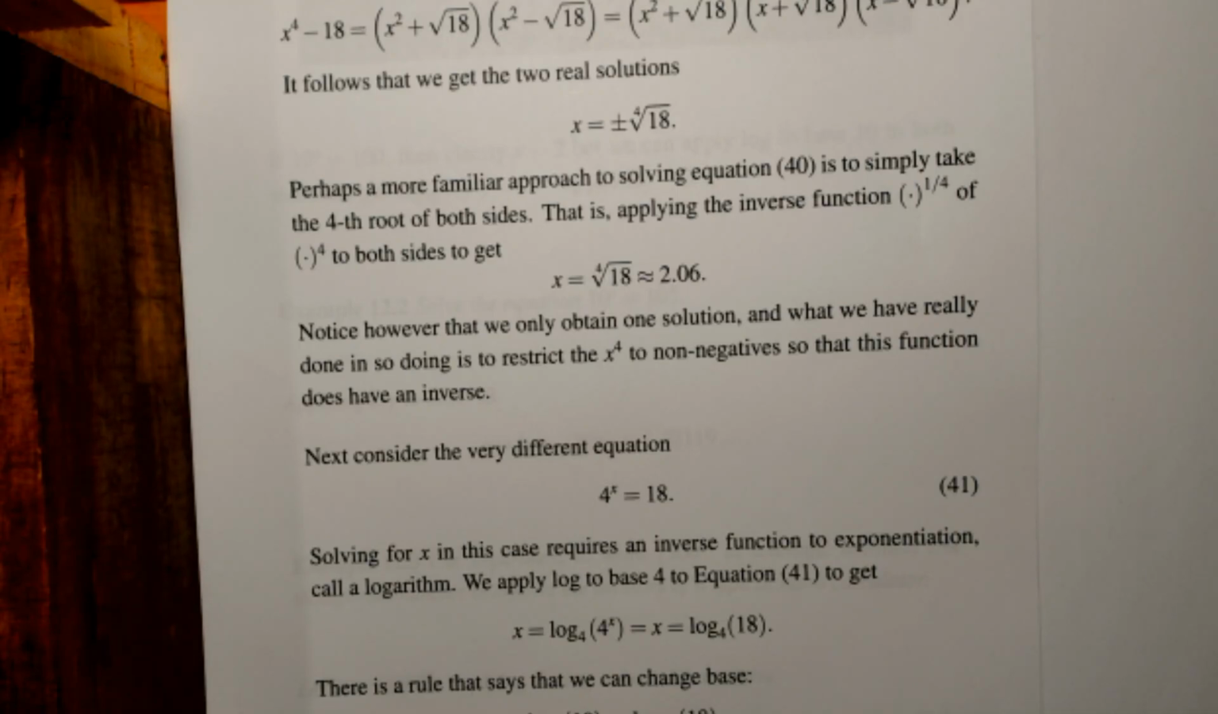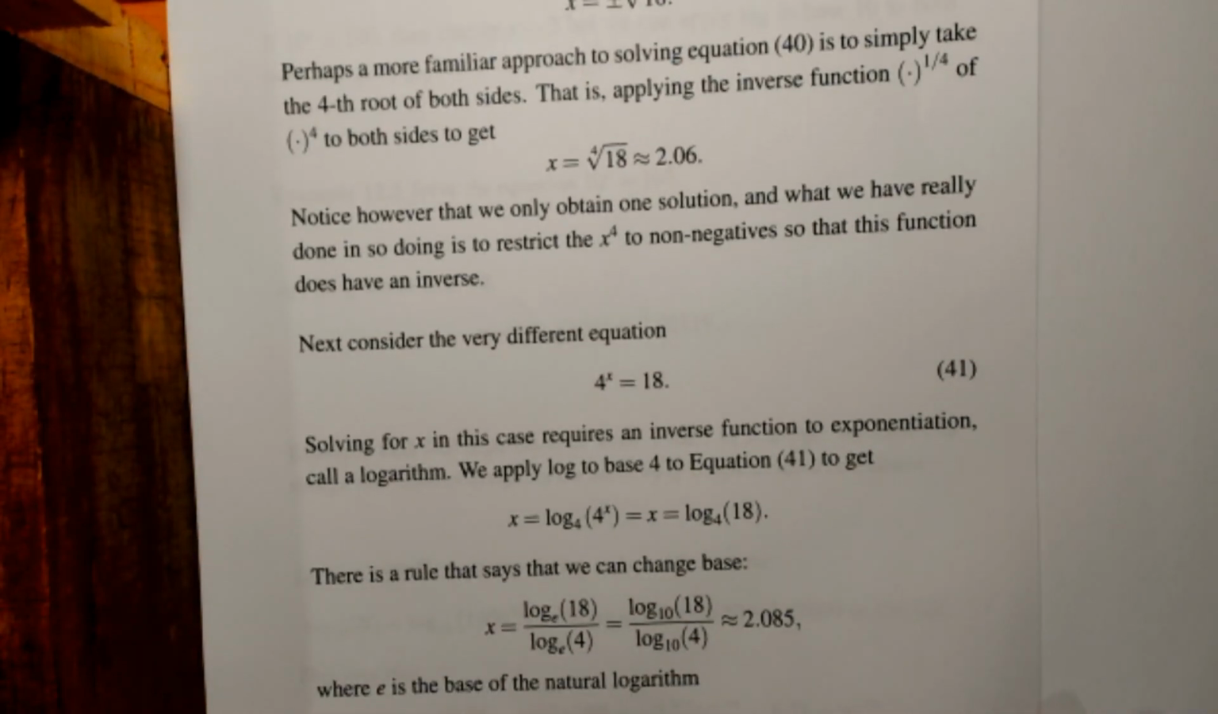Now there's a rule that says we can change the base. We can insert our own favorite base so that we can easily solve this on the calculator. So if we decided to do this in terms of base e, then the change of base log rule would say that log to base 4 of 18 is log to base e of 18 divided by log to base e of 4. In other words, natural log of 18 divided by natural log of 4. Some people refer to this as ln.